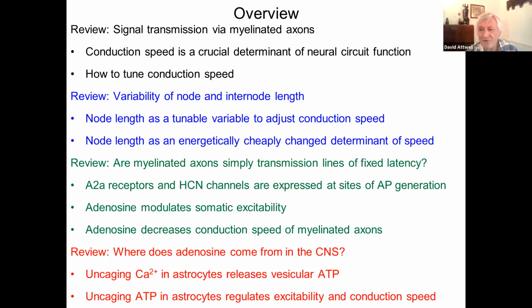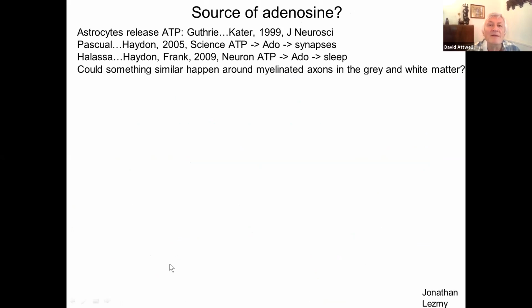Adenosine is classically produced when energy levels get low in the brain, for example, as you're heading towards sleep. Adenosine builds up. I want to show you that the adenosine probably comes from astrocytes. Now, there's a long literature on astrocytes releasing ATP from Stan Kater's work in cultured astrocytes 20 years ago. There's been a lot of work by many people since, including Phil Haydon and his colleagues, which have shown that ATP is released when calcium rises in astrocytes. And that is then converted extracellularly to adenosine.